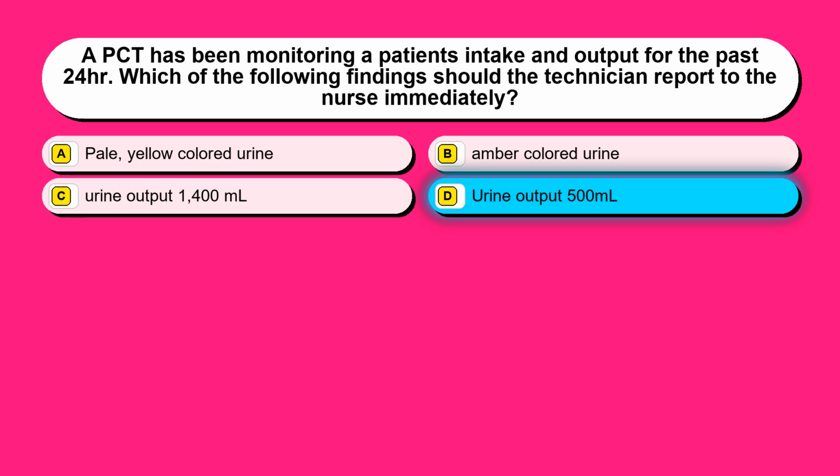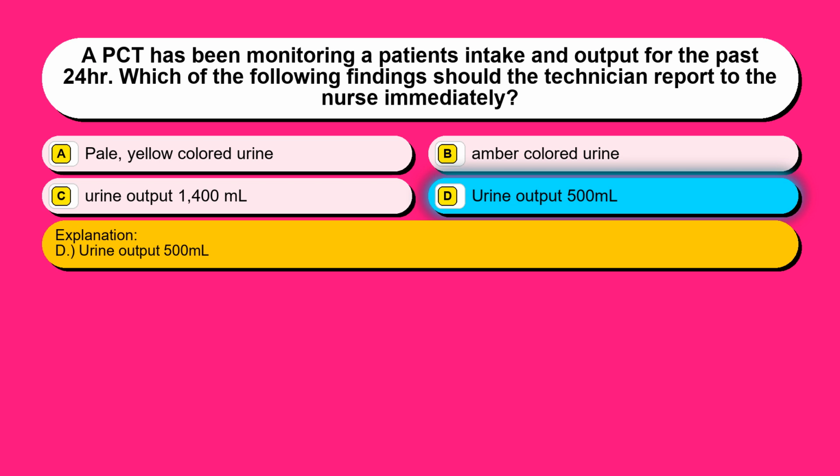The correct answer is option D, urine output 500 ml.